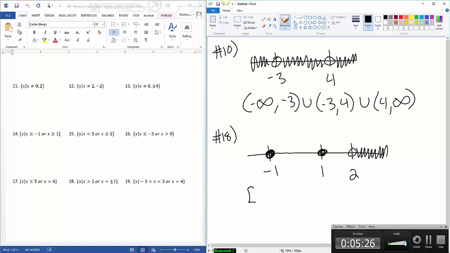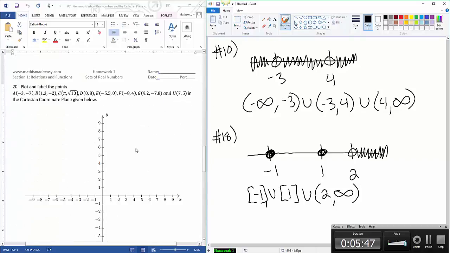So I can say that this is -1, union, positive 1, union, and then from 2 all the way to infinity. Now this is supposed to be a parenthesis because it's an excluded value. Got carried away with all those brackets in the previous one. All right, so let's look at the next one.